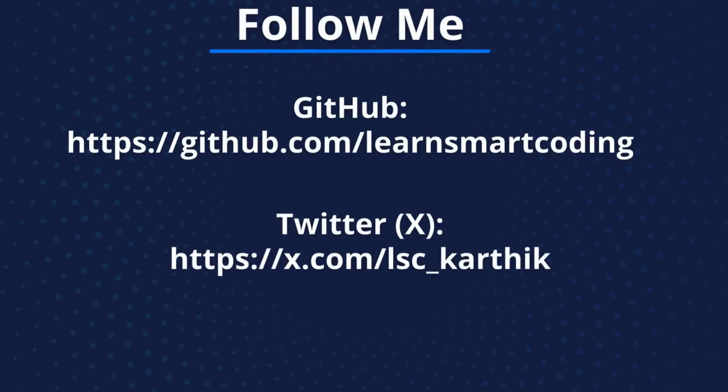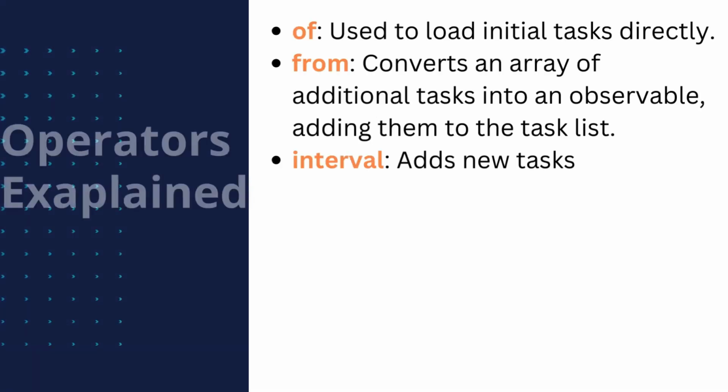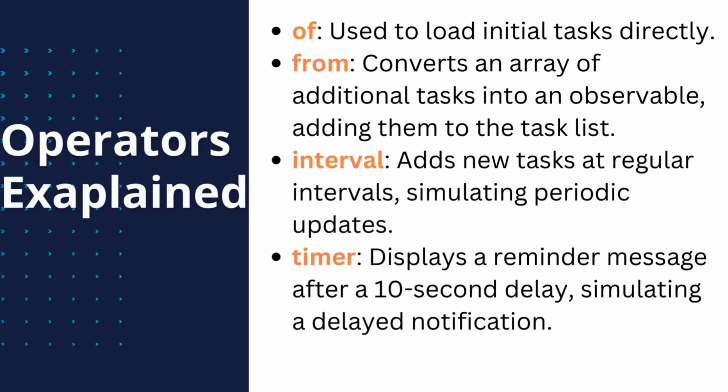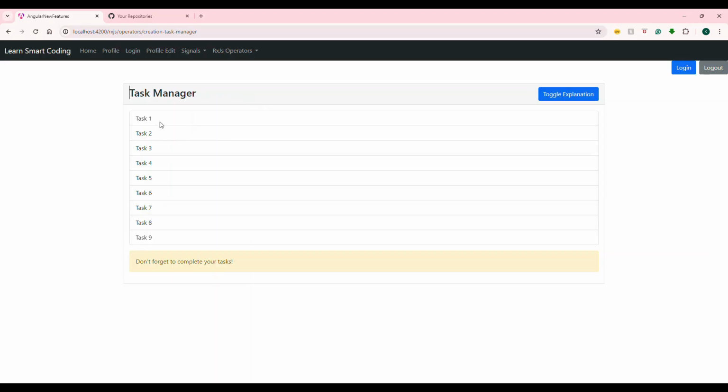Now let's dive into the video. So the first one that we are going to see is the creation operators. Alright, so this is the UI. Basically a set of tasks has been added using the of and the from operator, and using the interval and the timer operator we are going to add tasks after some time, and after a certain period of time it's going to display "Don't forget to complete your task." Interesting. So let's take a look at the code.